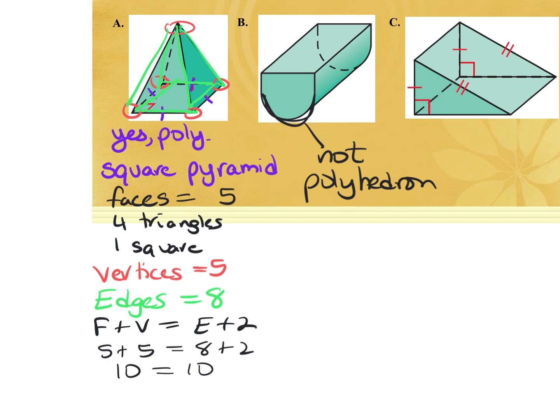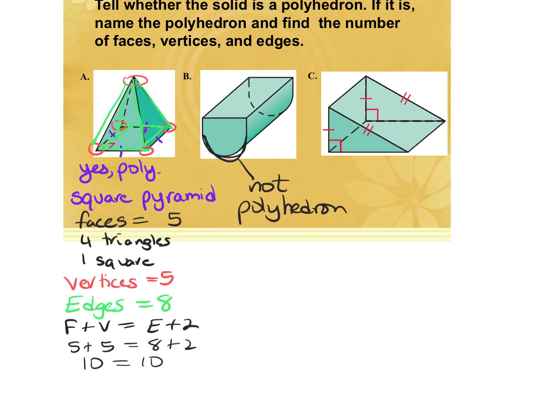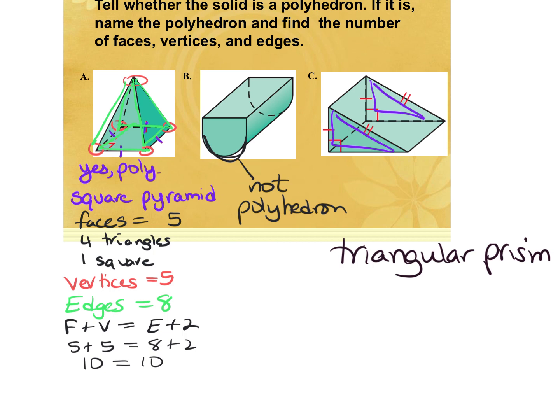Now, here's what I'm referring to in figure C. Notice this shape, the shape that I have two of. I have two triangle faces, and then I have three rectangle faces. So the face that you have two of is going to be the name of the prism. So because I have two triangles, this is a triangular prism. It's not sitting on its base, it's sitting on its side, but you're looking for the shape that you have two of.